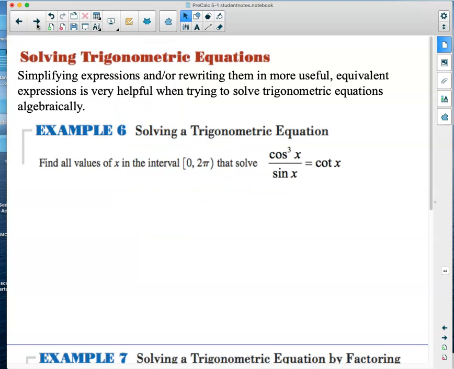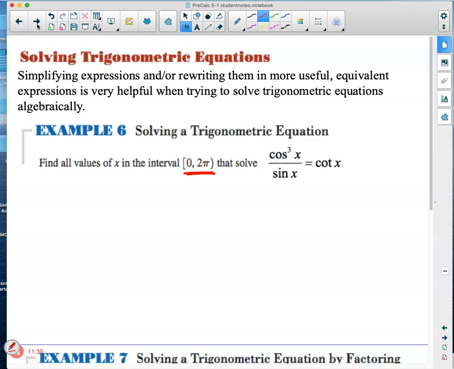And now we're at solving trigonometric equations. So this is another part of our objective, and simplifying expressions and/or rewriting them in more useful equivalent expressions is very helpful when trying to solve trigonometric equations algebraically. Boy, is it ever. So we want to have things simplified. Now, example 6 says, solving a trigonometric equation, find all the values of x in the interval from 0 to 2 pi. So that means I have to think about one full rotation where these answers are going to be at. And it says to solve cosine cubed of x over sine of x equals cotangent of x.